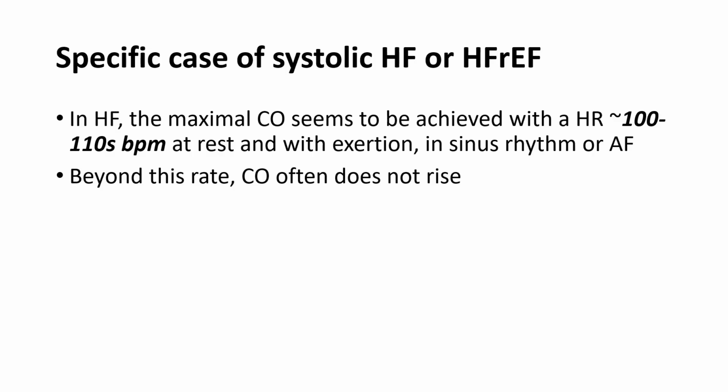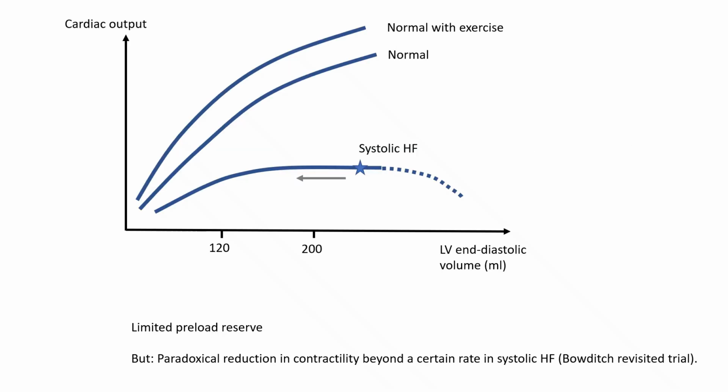systolic heart failure or heart failure with reduced EF. In this context, the maximal cardiac output seems to be achieved with a heart rate of 100 to 110 beats per minute at rest and with exercise, in sinus rhythm or in AFib. Beyond this rate, cardiac output often does not rise and may decline. This is not because of a reduction of diastolic filling beyond this rate of 100 teens.